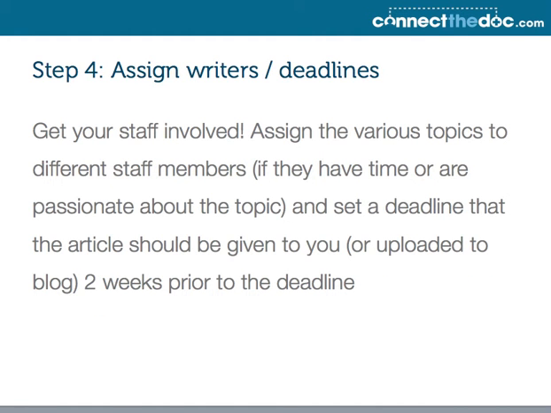So, once you have the number of posts you're writing, the different topics, and a set way to write the articles, you want to assign writers and deadlines to your staff, if you're going to use your staff, or even for yourself. You need to set deadlines. So pick all the different topics out and then figure out which staff members are going to write the various topics. And then just set a deadline. So, maybe your December 31st blog post that you put out on New Year's Eve is going to be due December 15th, 2 weeks before.